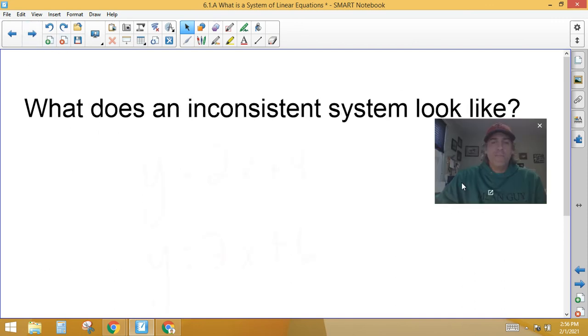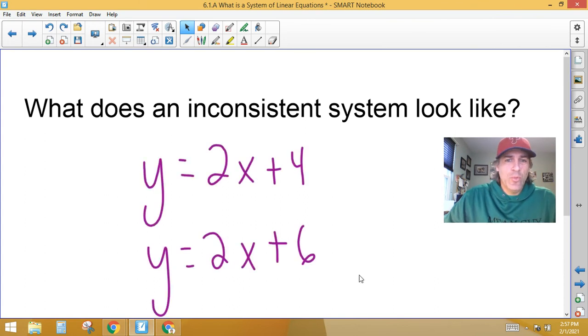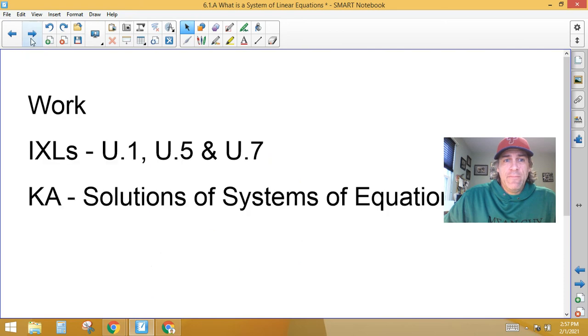And what does that look like? Well, an inconsistent system looks something just like this. Same slope, different y-intercepts. That's it.